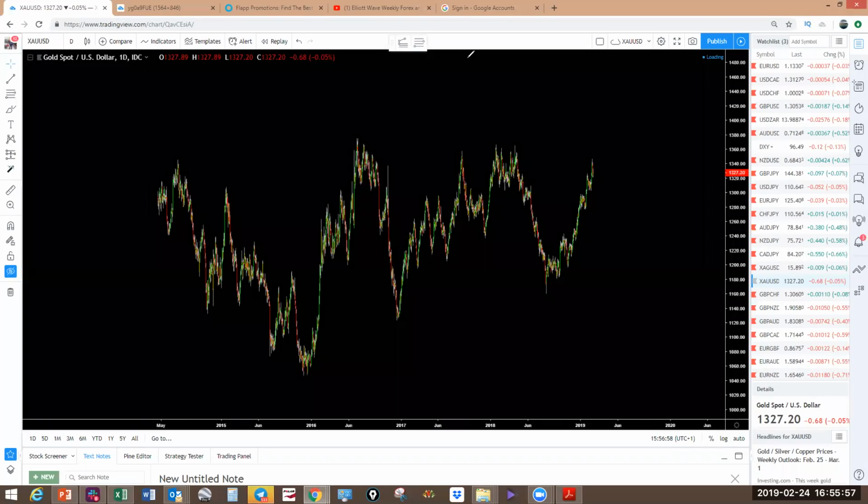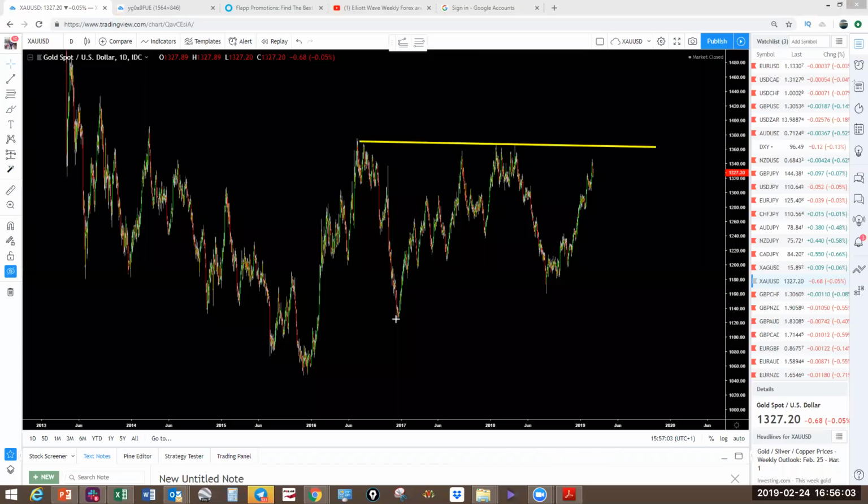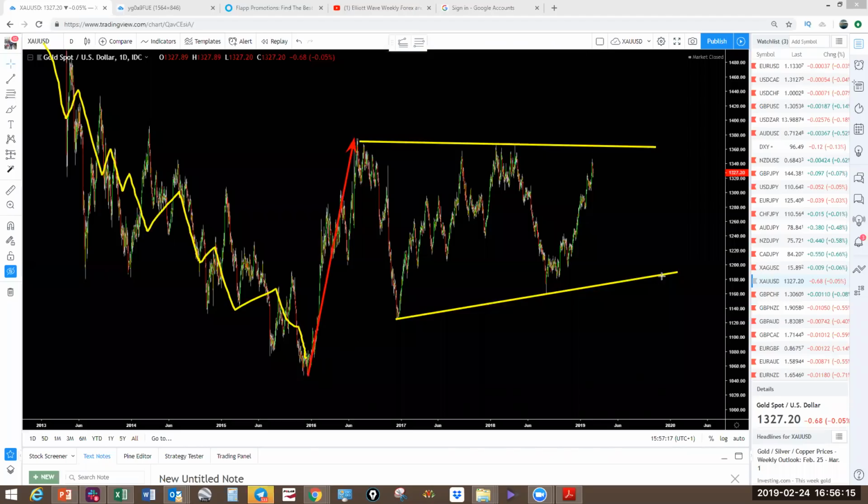We're still looking at this triangle here. We're looking for gold to at least reverse around the top boundary of the triangle, which is here. So you've got a move coming from right at the top, doing something like this. And now we're looking for this to give us a structure like this: this whole thing becomes a triangle, and then we get a move to the upside. So the triangle looks something like this.